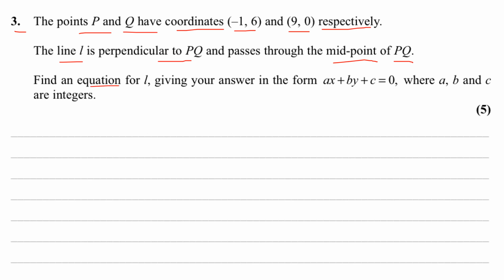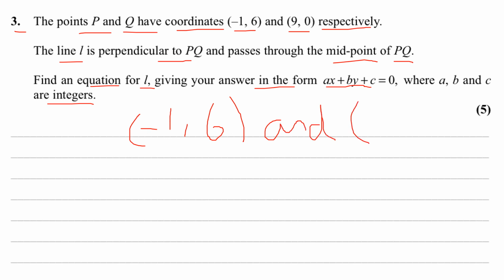Find an equation for L, giving your answer in the form ax + by + c = 0, where a, b, and c are integers, so being whole numbers. So step 1, let's work out the midpoint of PQ, and then we'll work out the gradient of PQ, and then work out the perpendicular gradient by doing the negative reciprocal. So let's do it here step by step.